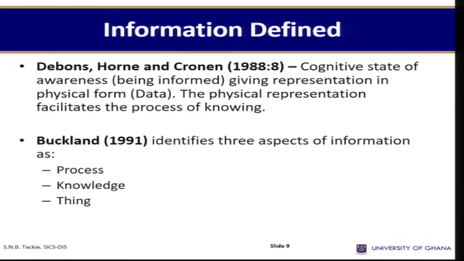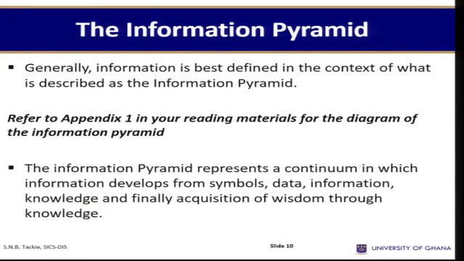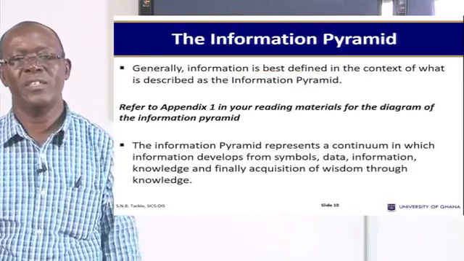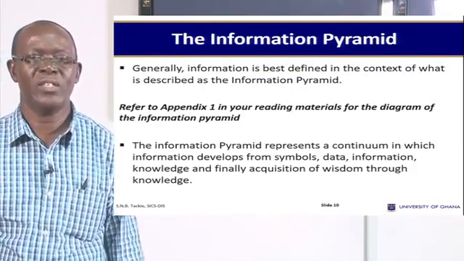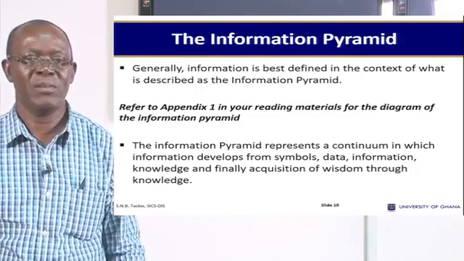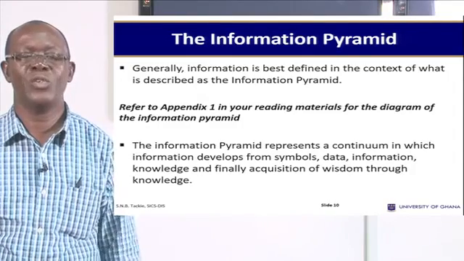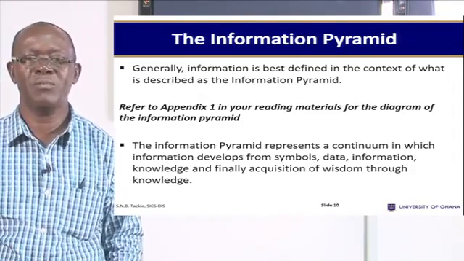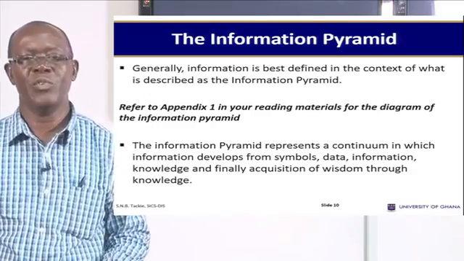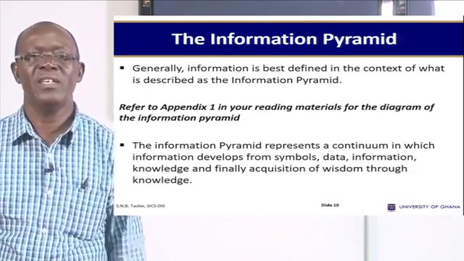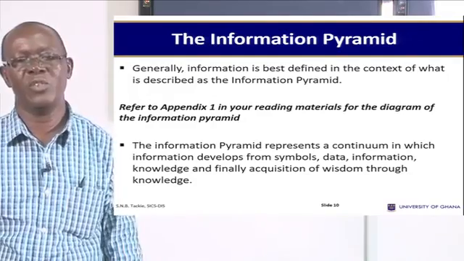Now, Buckland also identifies three aspects of information. He identifies information as process, information as knowledge, and information as thing. But generally, information is best defined in the context of what we describe as the information pyramid. You may refer to Appendix 1 in your reading materials for the diagram of the information pyramid. The information pyramid represents a continuum in which information develops from symbols to data, into information, into knowledge, and finally into wisdom, or the acquisition of wisdom.